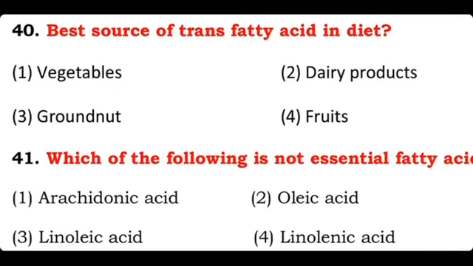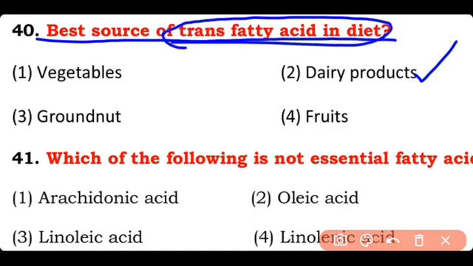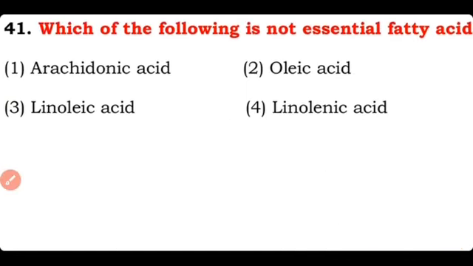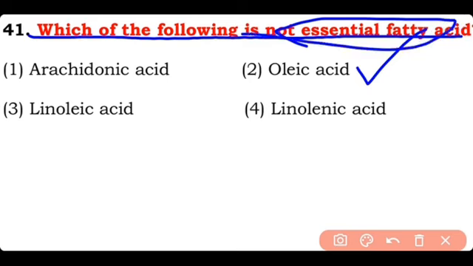Question number 40. The best source of trans fatty acid in diet are vegetables, dairy products, groundnut, fruits. So correct answer is option 2. Dairy products are the best source for trans fatty acids. Question number 41. Which of the following is not essential fatty acid? Arachidonic acid, oleic acid, linoleic acid, linolenic acid. So correct answer is option 2. Oleic acid is a non-essential fatty acid.